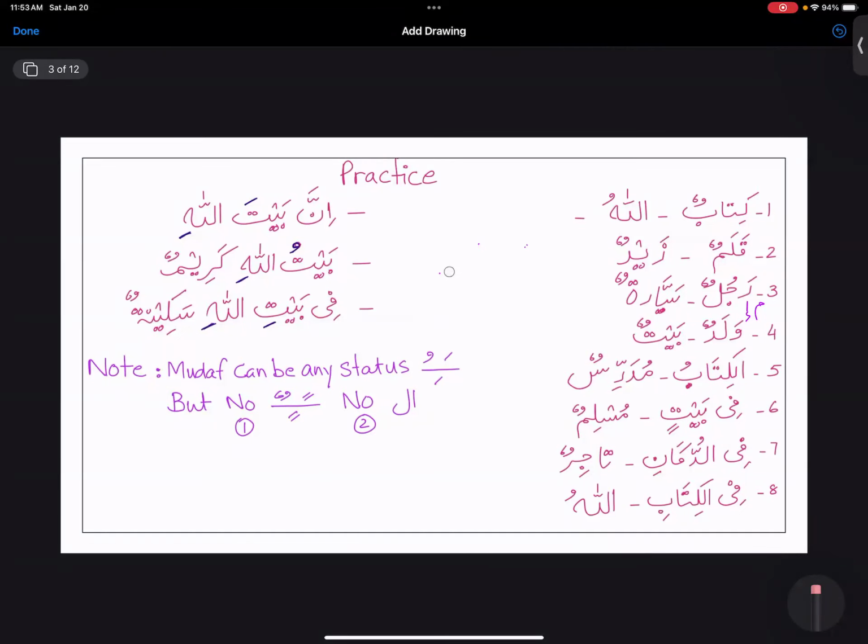So, what about al-kitabu mudarrisun? Who does this book belong to? The kitab belongs to the mudarris. So it means kitab should be the first one, and mudarrisun is my mudaf ilayhi. So whatever belongs comes first. The possessor will come last. That is mudaf ilayhi, basically, the possessor. And what we did over here is we just removed this al because our mudaf should not have al.